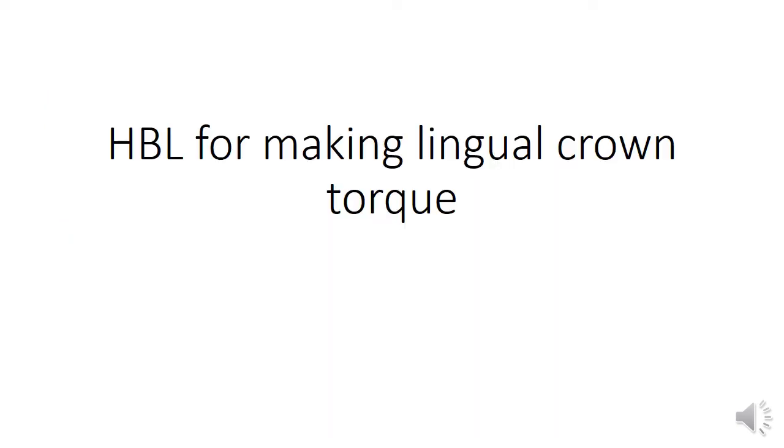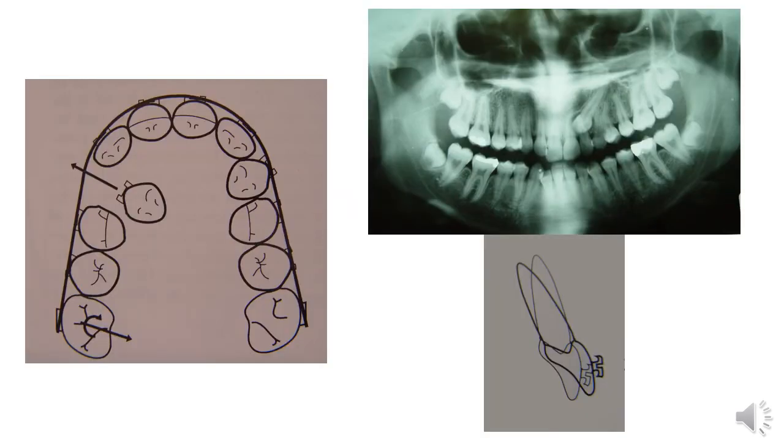Now let's see if horizontal box loop also can make lingual crown torque. In this example, when you move a tooth to the labial side, which is here a palatally impacted maxillary canine, for a long distance, since your point of force application is incisal to the center of resistance, you will lose torque, especially for impacted tooth.